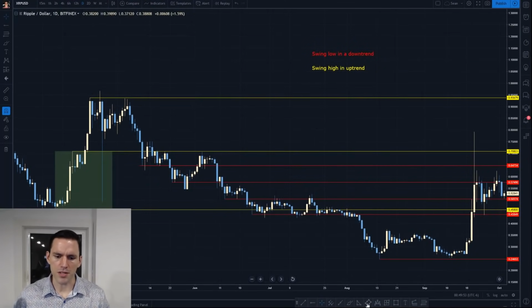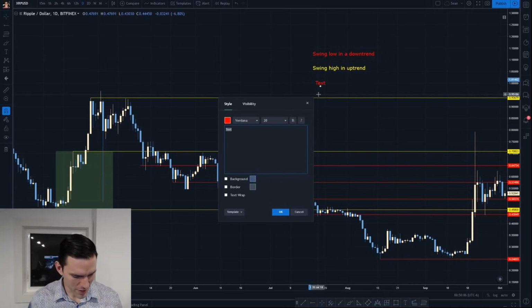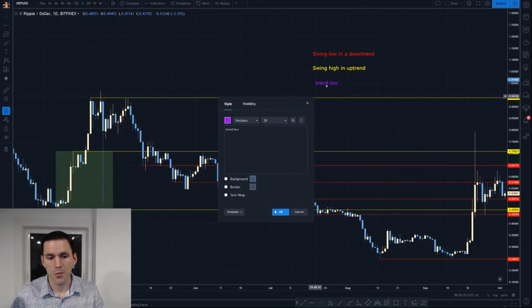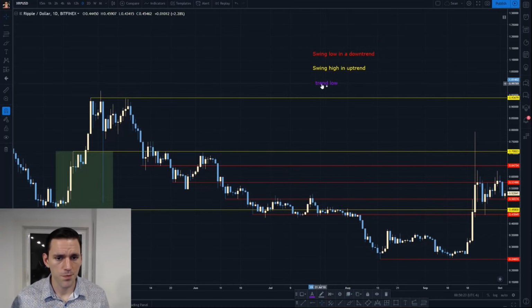Now, there's another important piece to this. It gets better. So we have the swing high of an uptrend and the swing low in a downtrend. This is not a downtrend here, so we do not need to mark that swing low out. What we are going to do is the trend low. What color should that be? We'll just make it purple. Trend low will be purple.